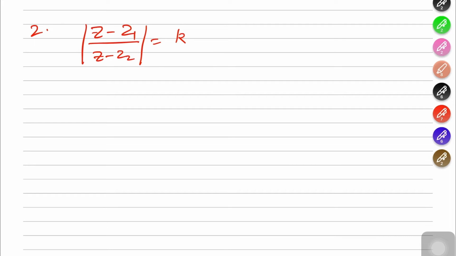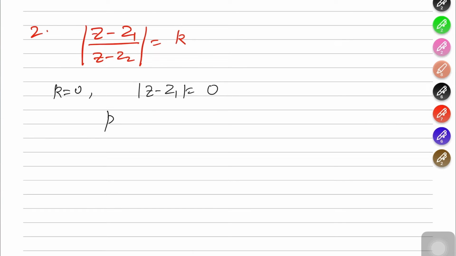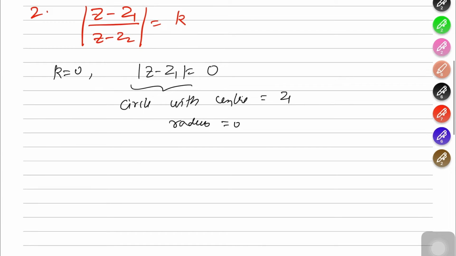So we'll see one by one. If K is equal to 0, then it turns out to be Z minus Z1 is equal to 0. So this clearly represents a point. Okay, so basically you can observe that this is a circle with center Z1 and radius 0. So that means clearly it represents a point Z1.